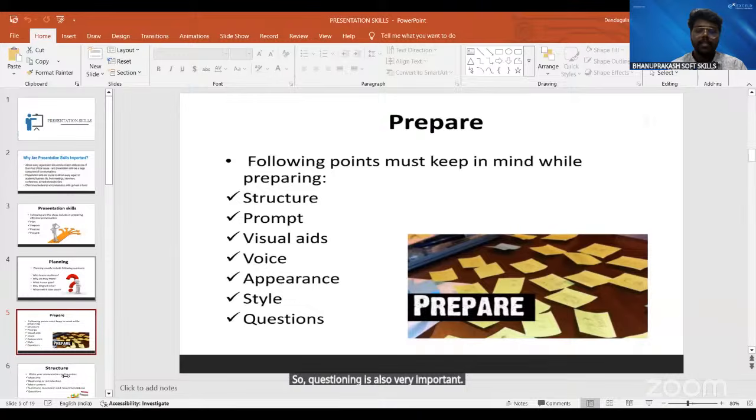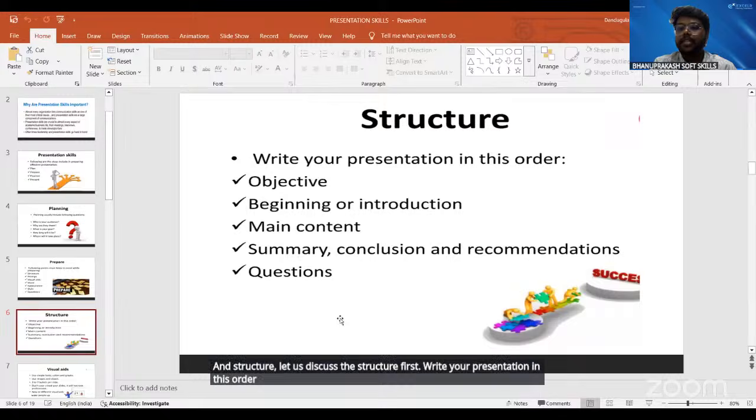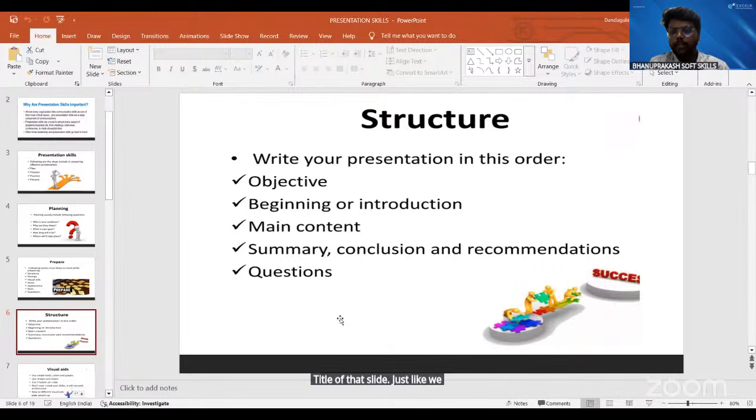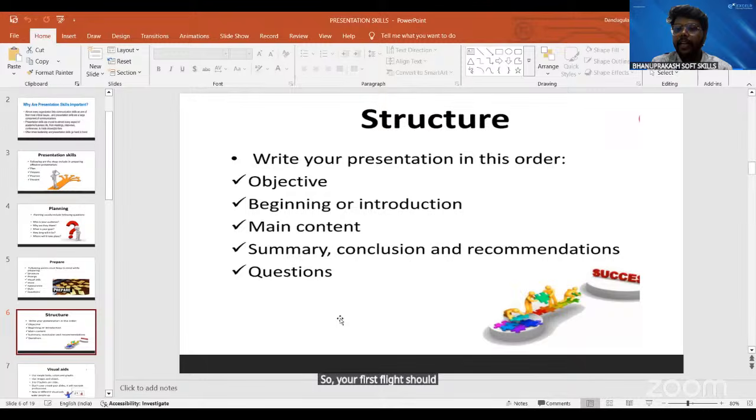And structure, let us discuss the structure first. Write your presentation in this order. The first slide should be the title of the presentation, just like we have seen in one case study yesterday about the company and space management. So your first slide should be the title and your name, who you are, your designation. And this is your first slide.